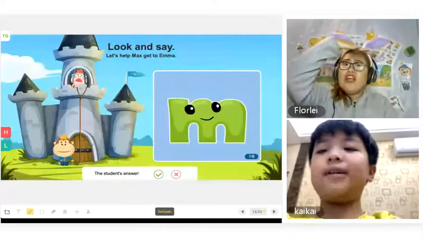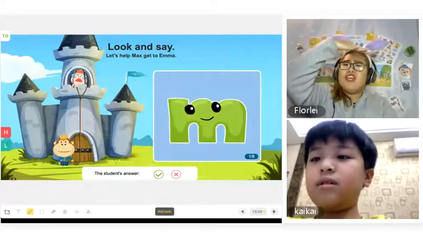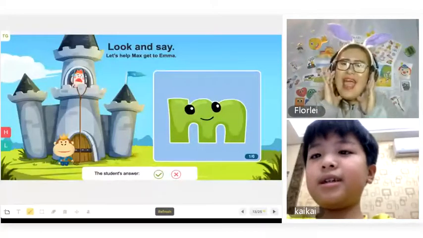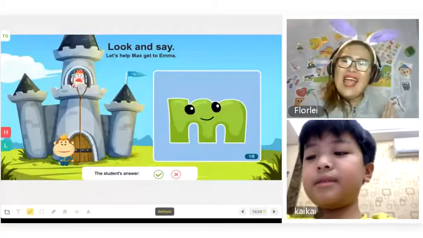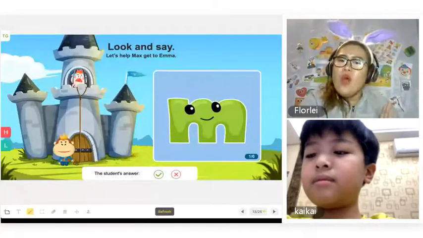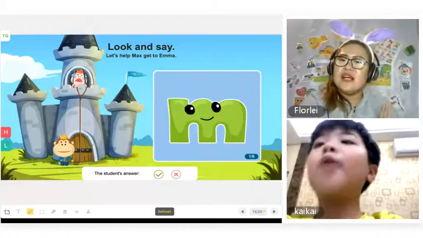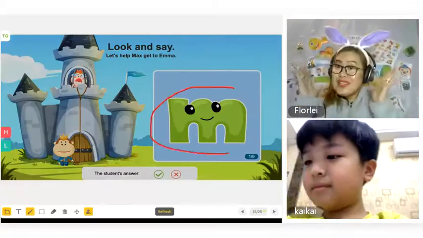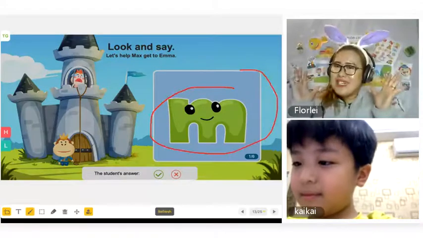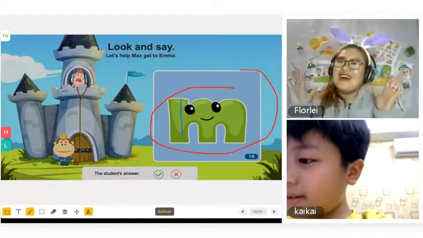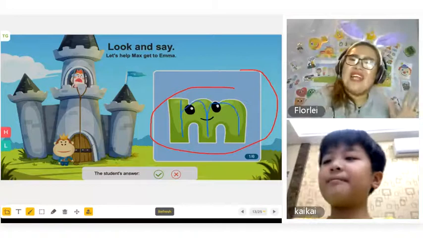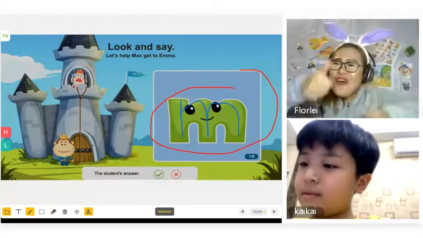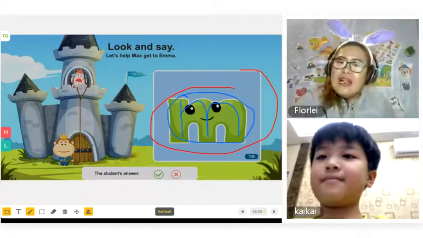Look, there's Emma on top of the tower. Let's help Cat Emma. Okay, let's help. What is this? Small M. Yes, very good. You got the right answer. Oh, you traced it even. You're so good. Okay, that was high five.